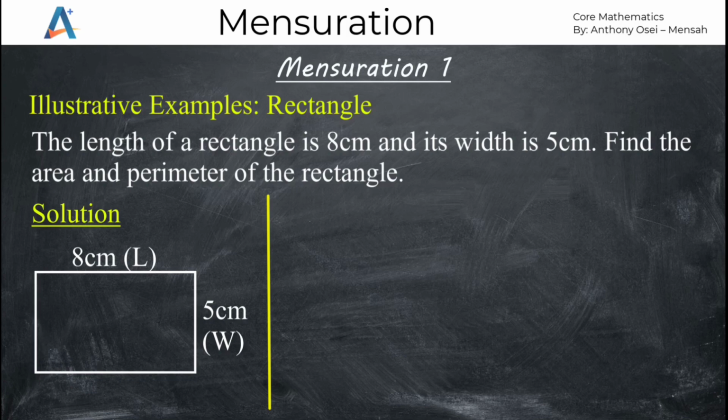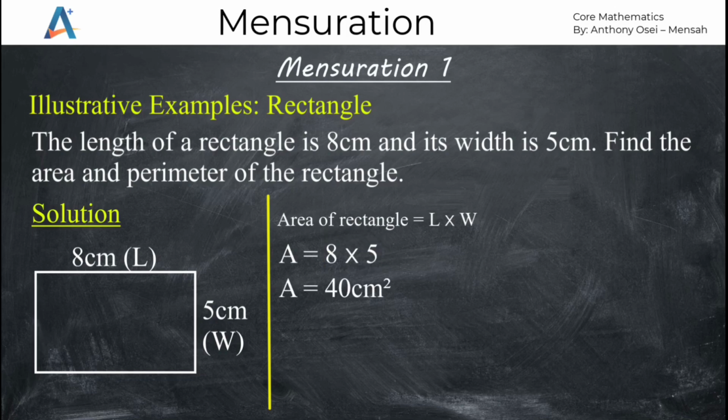The length and the width are displayed on the diagram. First of all, we need the area. We know the area of a rectangle is given by the length times the width. So area is equal to the length, 8 centimeters, times the width, 5 centimeters. If you multiply 8 by 5, you get 40. So the area is 40 centimeters squared. Therefore, the area of the rectangle in this question is 40 centimeters squared.